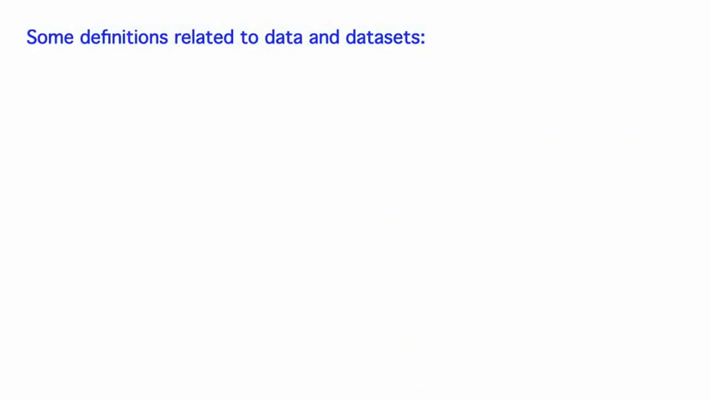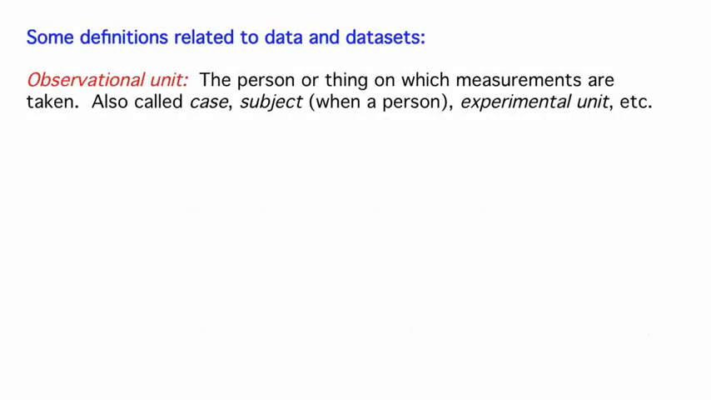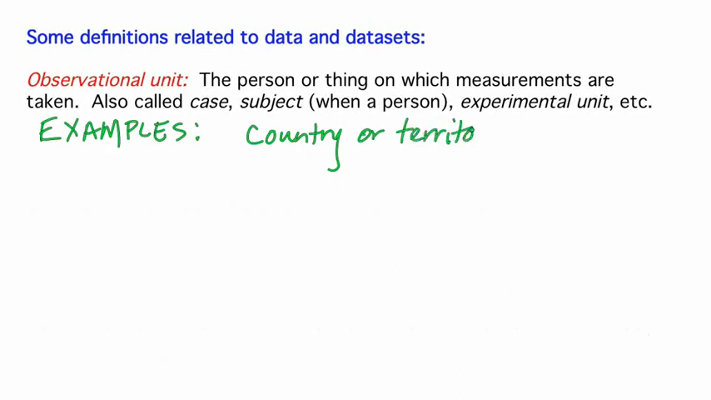Now that we've seen a few data sets and some of the summary statistics we can calculate and plots we can create in order to get an understanding of our data, we'll now summarize some of the features of data in general. An observational unit is the person or thing on which measurements are taken, for which a number of different terms are commonly used. Examples of observational units that we've encountered already include country or territory in our life expectancy data, skeleton in our anthropological data, and soccer player in the data of salaries of New York Red Bulls players.